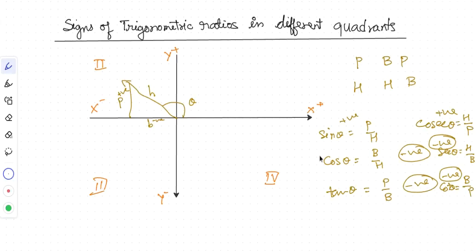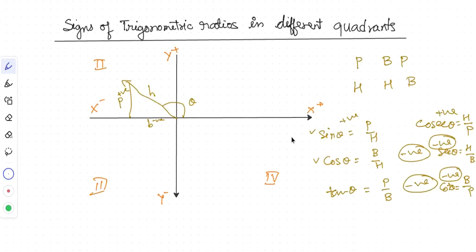So we have seen that if a trigonometric ratio like cos theta is negative, its reciprocal will also be negative. If sin theta is positive, its reciprocal will also be positive. So we have seen that in the second quadrant, sin theta and cosec theta are positive, but the rest of the trigonometric ratios are negative. Whereas in the first quadrant, all the trigonometric ratios are positive.